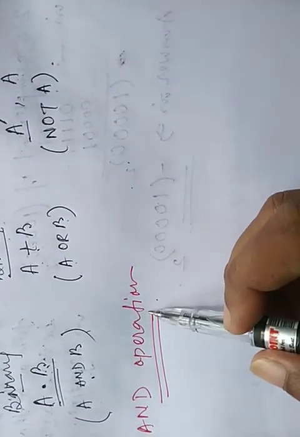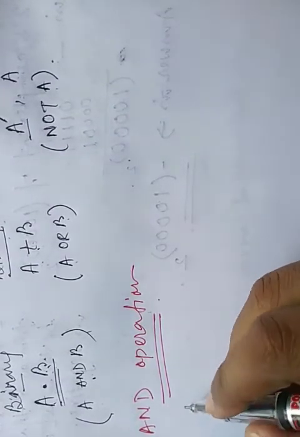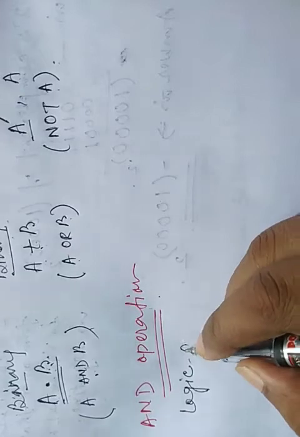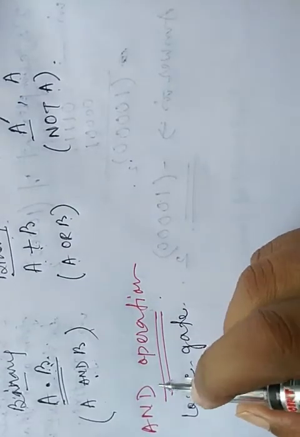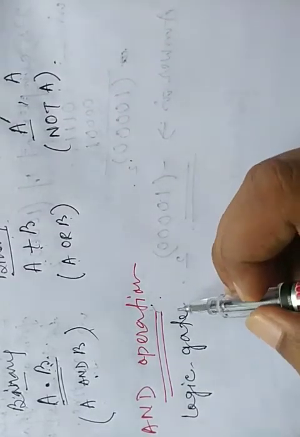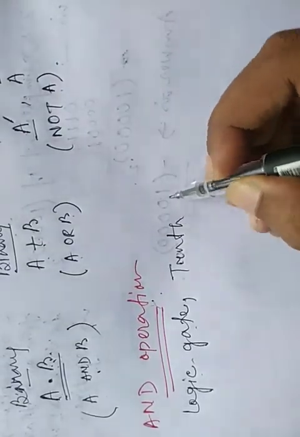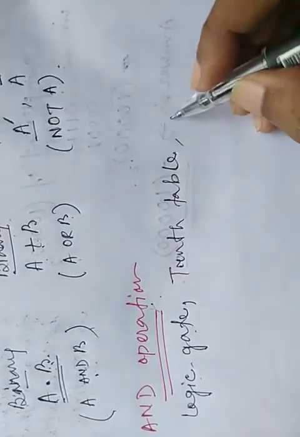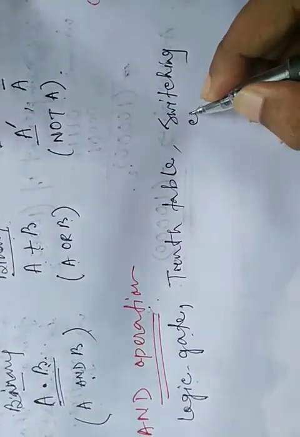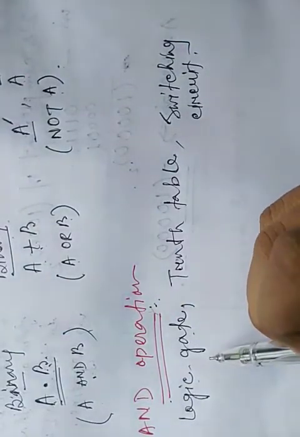Whenever we do AND operation, we need to learn about three basic things for every operation. One is logic gates, that means the symbol through which it is denoted. For every Boolean operation we have to learn minimum two things, and here we are going to learn three things: one is logic gate, another is truth table, and another is switching circuit. For every operation we need these three things.